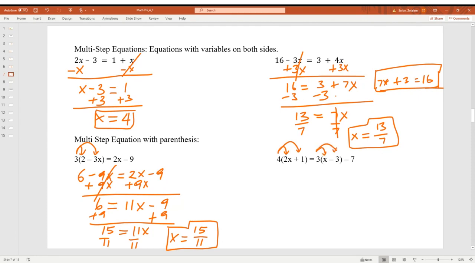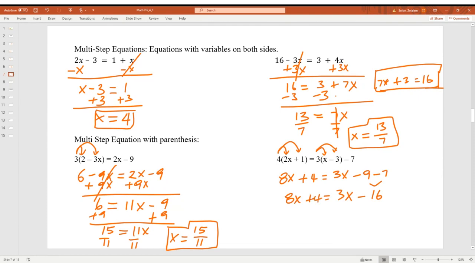So I have 4 times 2x, which is 8x, plus 4 times 1 is 4, equals 3 times x is 3x, 3 times negative 3 is negative 9, then minus 9. So you minus 7. That's 7. So you combine these two, and it will give you negative 16. And I have 3x, I have 8x plus 4.